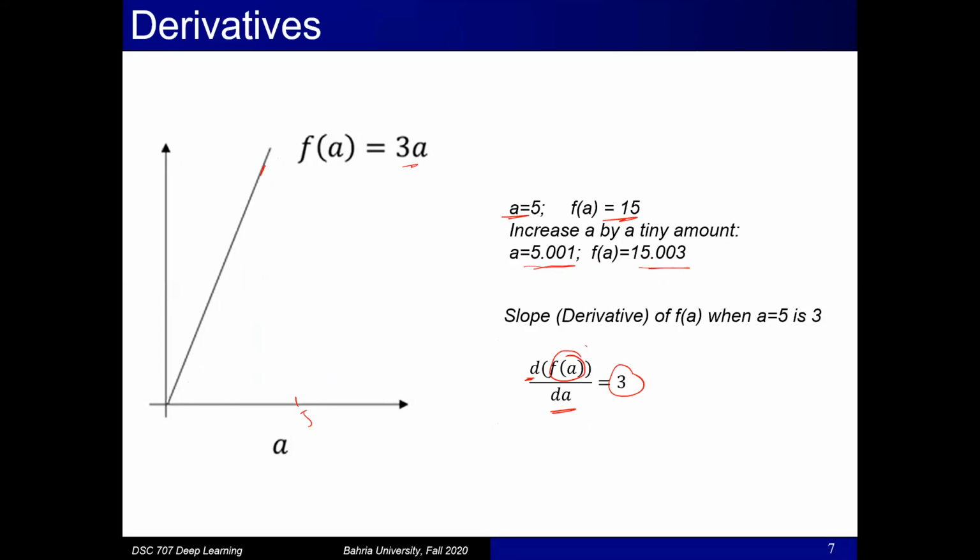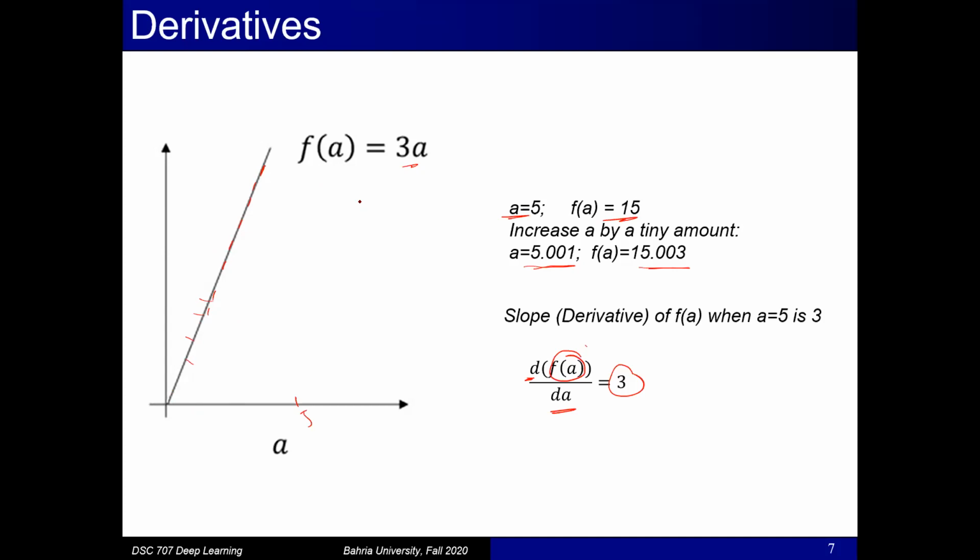And now you can generalize that since it is a straight line, if you find the slope here, or here, or here, it is making the same angle with the x-axis, right? That is why the slope or the derivative of this function at every point is the same, which is 3.